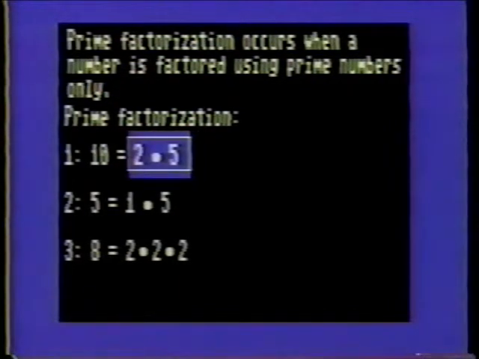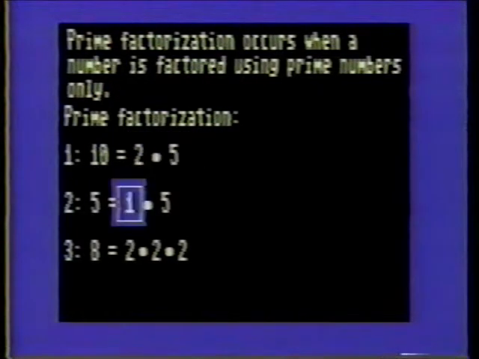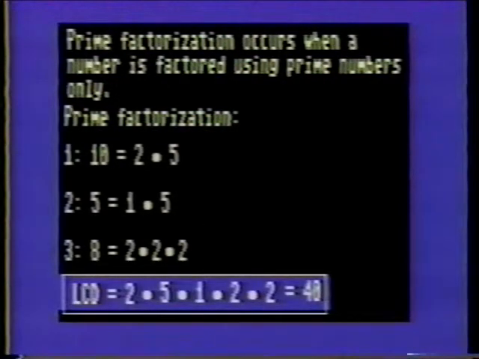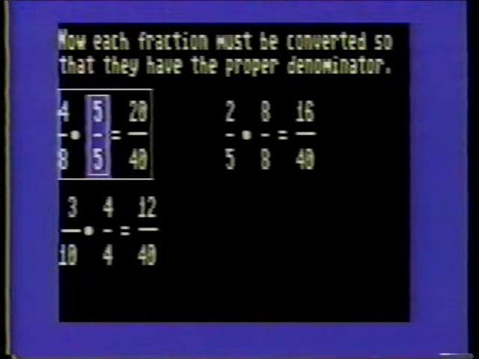First, use all the factors from the first number, which are 2 and 5. From the second number, use only 1. Since there are 3 2's in the third number, you are allowed to use 2 more in constructing the least common denominator. Finally, multiply all these prime factors to obtain the least common denominator, which is 40.